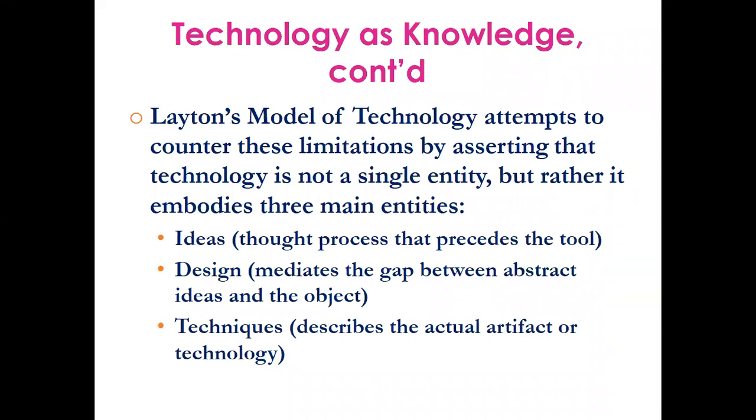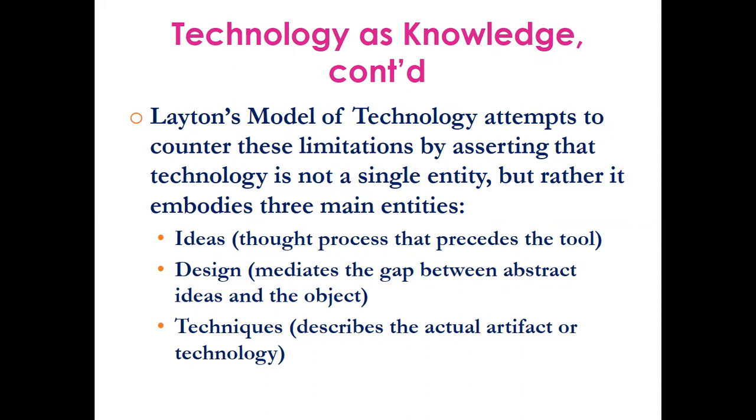Layton's model of technology attempts to counter these limitations by asserting that technology is not a single entity, but rather it embodies three main entities. So someone tries to modify the first definition, and he says that it embodies ideas, design, and technique. Ideas refer to the thought process that precedes the tool. He tries to modify the definition a bit.